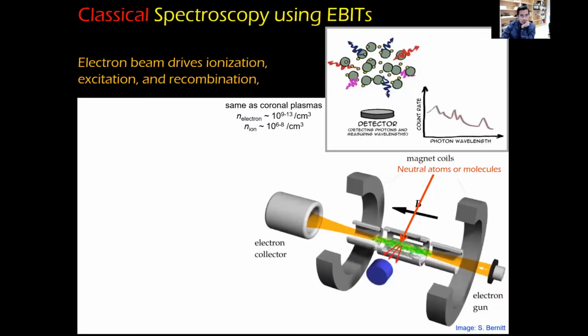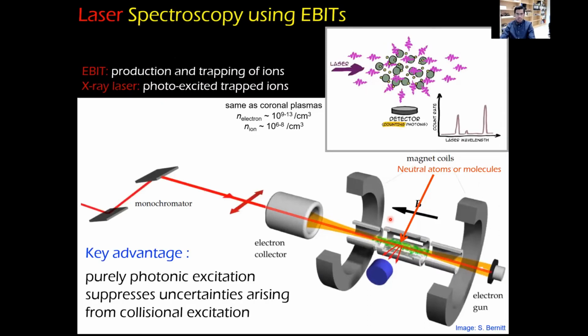So most of the examples that Natalie gave are so-called classical spectroscopy that we could do using the EBIT, where the electron beam actually drives the excitation, ionization, and the recombination processes. And we can change this by using the X-ray laser from a synchrotron or free electron laser, where we use EBIT just to produce and trap the highly charged ions. And then we use this X-ray laser and we can select the laser wavelength using a monochromator, and then we can photo-excite those ions.